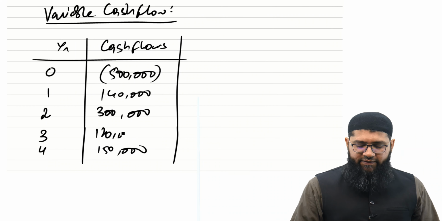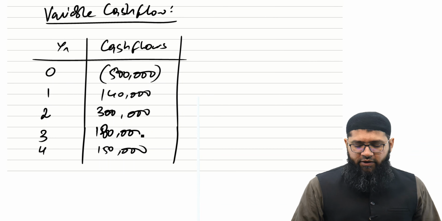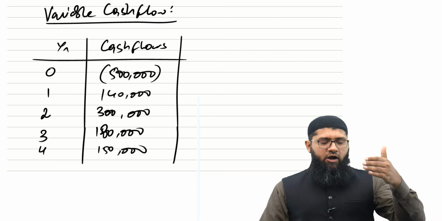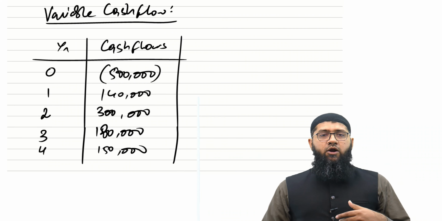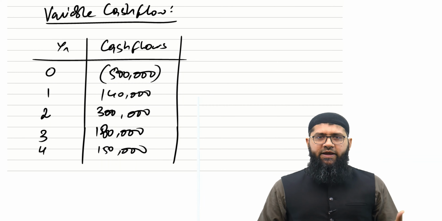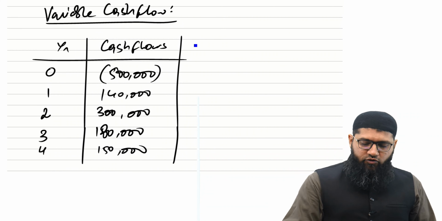Okay, you've got 120,000 in, you've got 180,000 in year 3. Now, what happens is that the cash flows arising out of each year are not constant cash flows, they are variable cash flows. They're increasing some year, they're decreasing some year. So it's not a constant cash flow, it's variable cash flows. So what are you going to do?